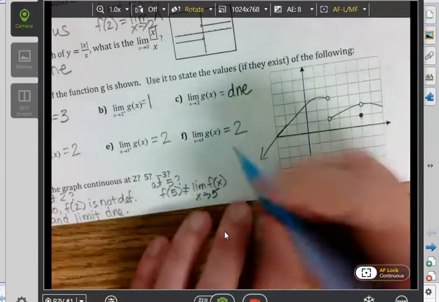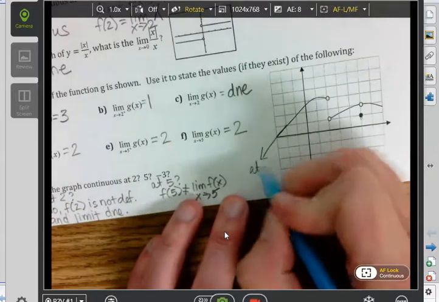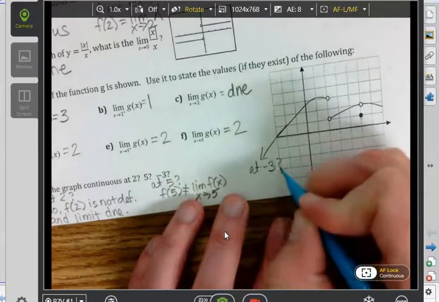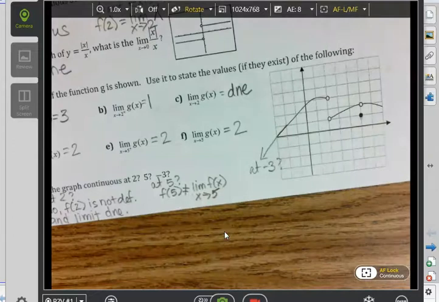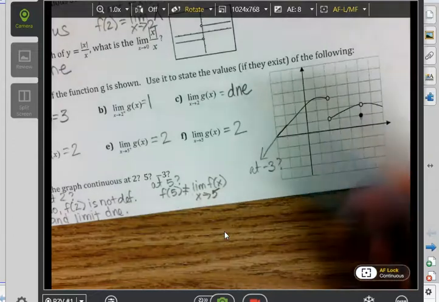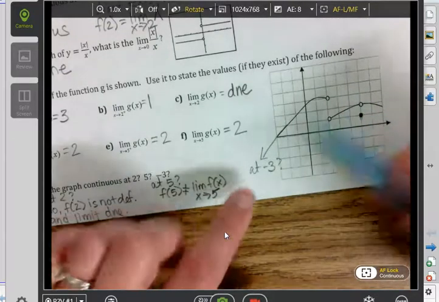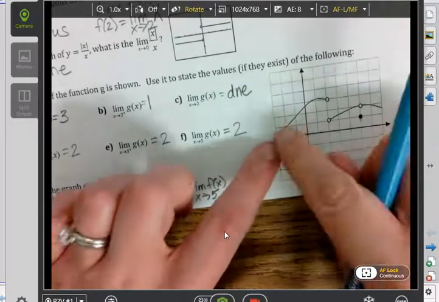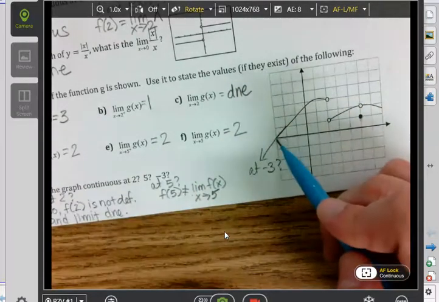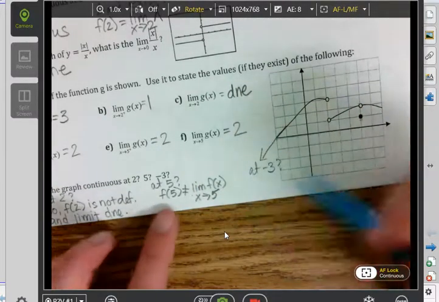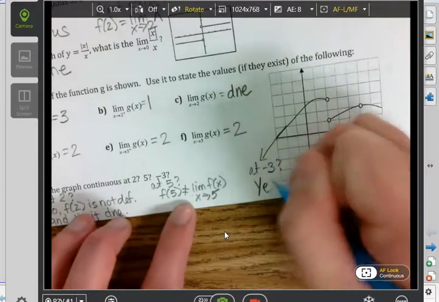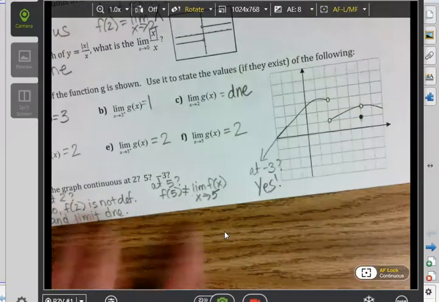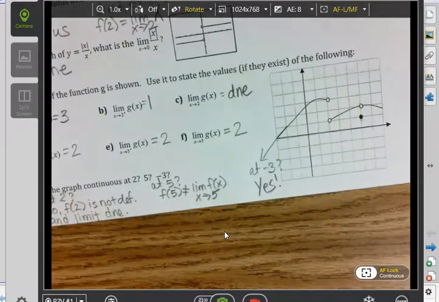And then is it continuous at -3? What do you guys think about -3? Yeah, now it's fine because we showed that it continued on. It's defined. I can see the value 0. The limit also equals 0. And because they're the same number, we can say that this is continuous. Okay, what questions do you have on page 1? All right, turn the page.